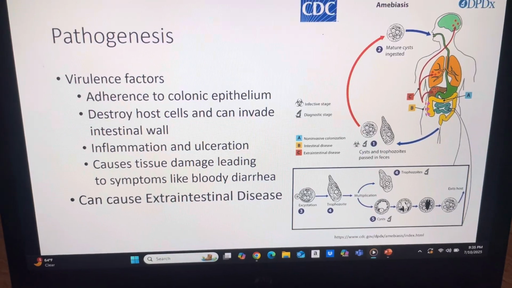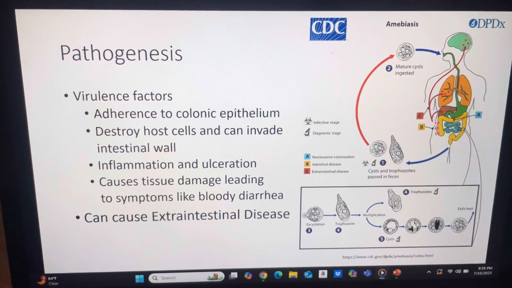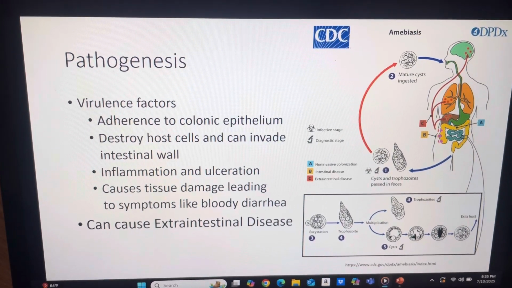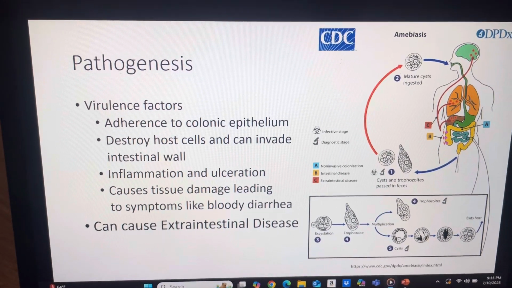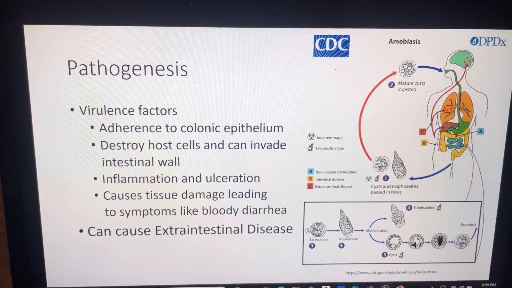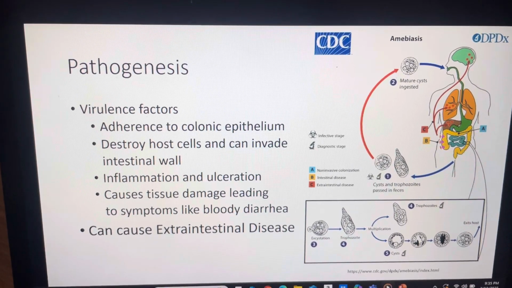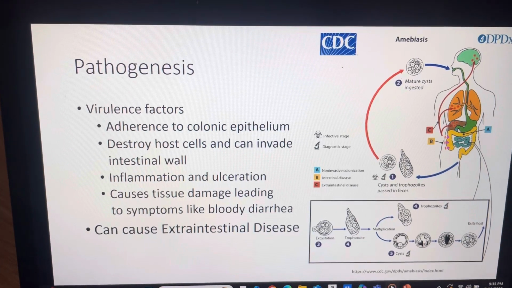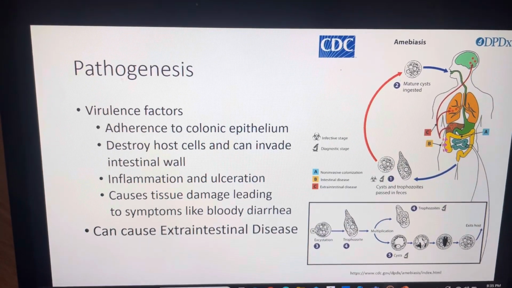abscesses. Here you can see in this diagram how the matured cysts are ingested. It goes through the digestive tract, and then at one point it can split off to cause extraintestinal disease, and then if not, it continues along, takes back its cyst form, and is then passed through feces, and the cycle then starts over again.